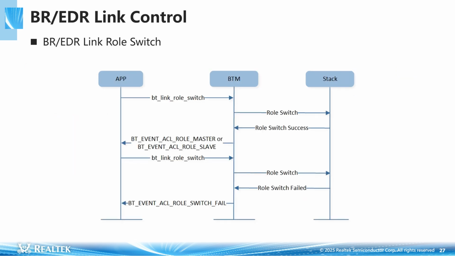BR/EDR link control will be introduced in 4 parts: BR/EDR link role switch, BR/EDR link QoS configuration, BR/EDR packet type configuration and BR/EDR link sniff mode configuration. As shown in the figure, the user can trigger role switch process after link ready. If the role switch process succeeds, the application will receive BT event ACL role master or BT event ACL role slave event. If the role switch process failed, the application will receive BT event ACL role switch fail event.